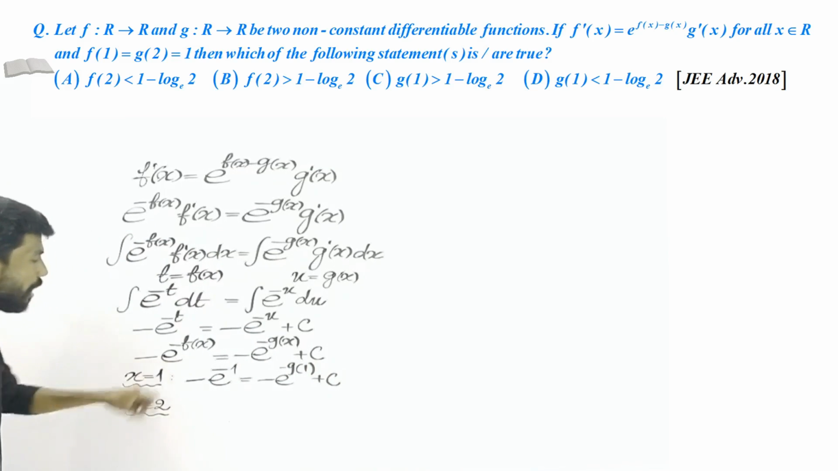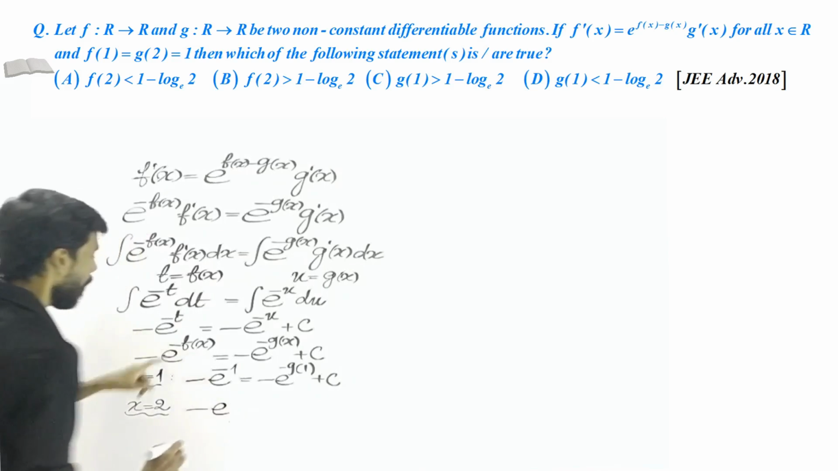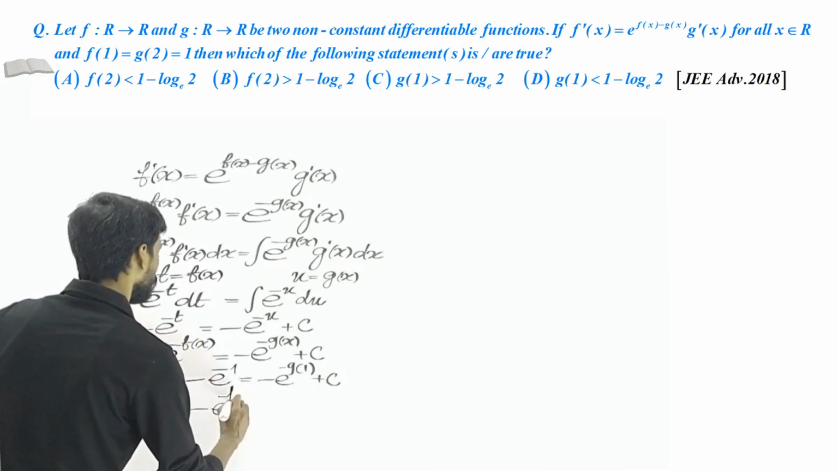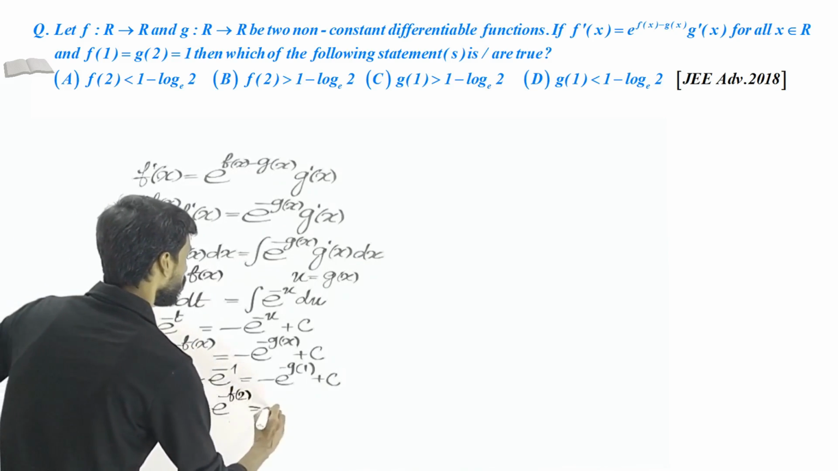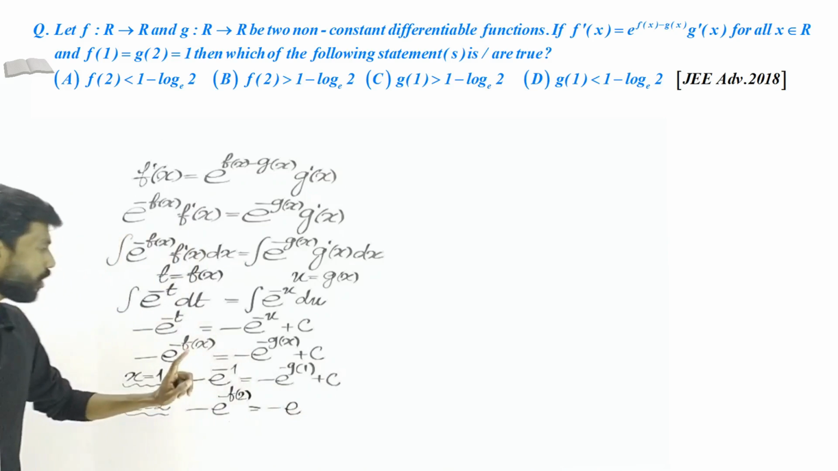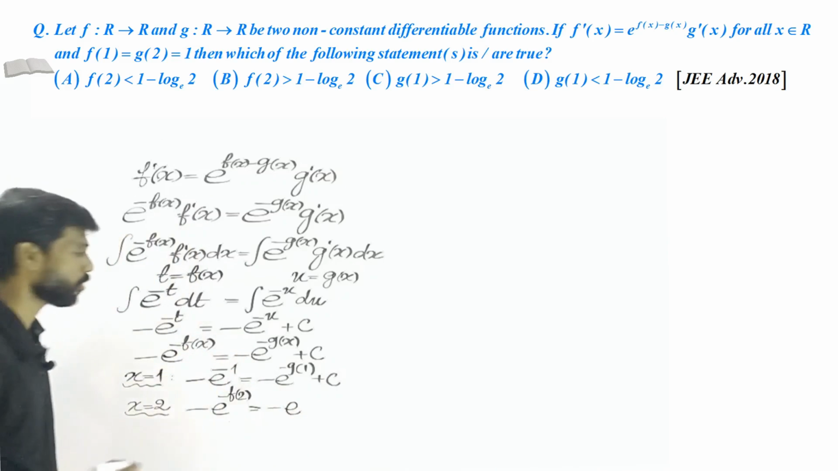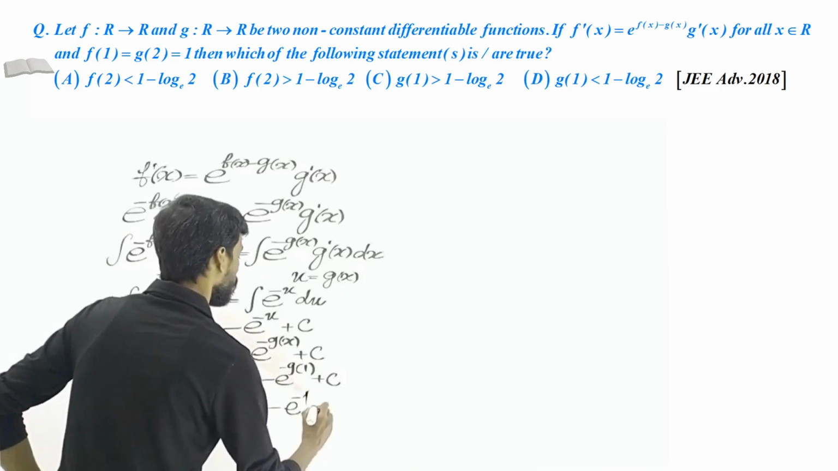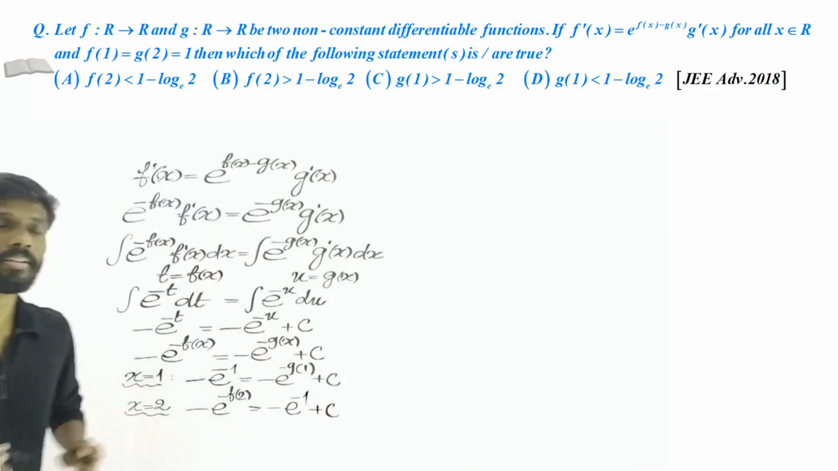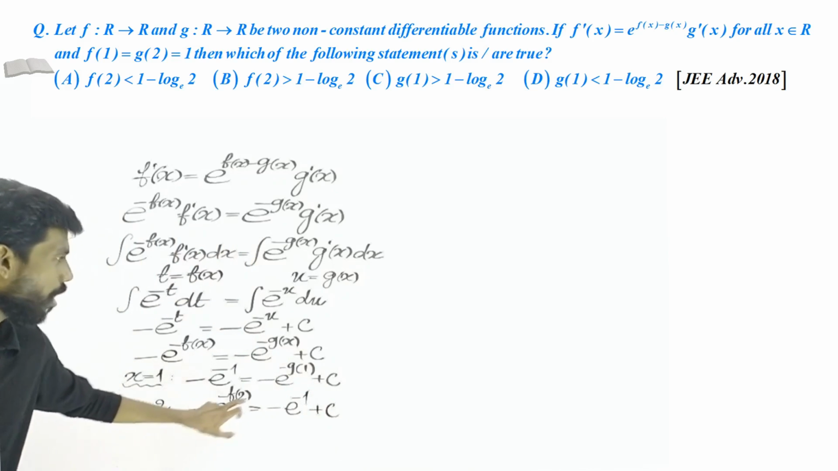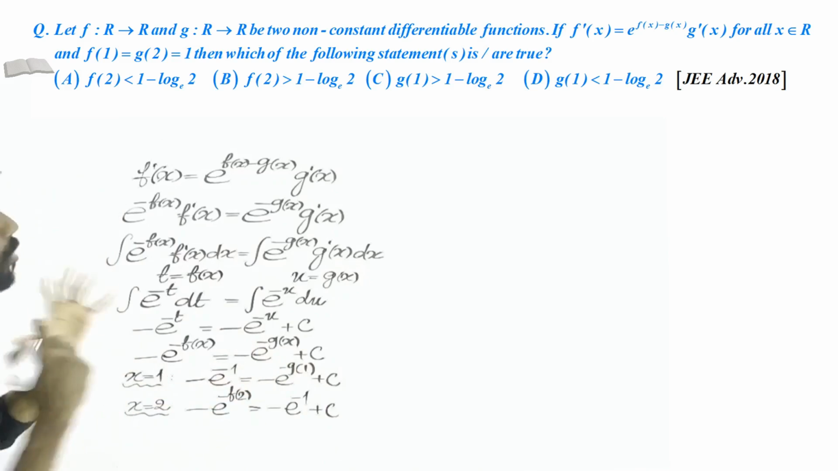Now similarly we can substitute the value of x as 2. If you substitute 2 here, we'll get minus e to the power minus f of 2, so that is not known, so keep it as it is, so that equals minus e to the power minus g of 2, so g of 2 is known, so that is also 1, so minus 1 plus c. Okay, so now we don't know the value of f of 2 and g of 1, and that is what we need to find in the question.